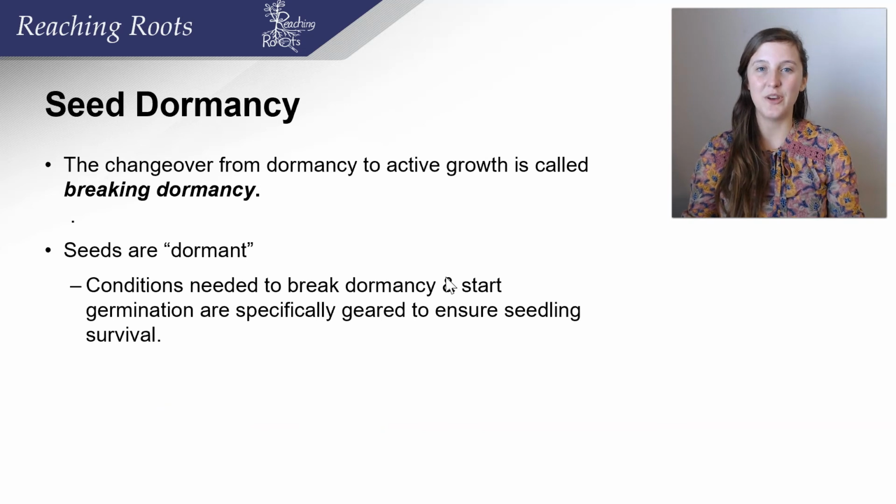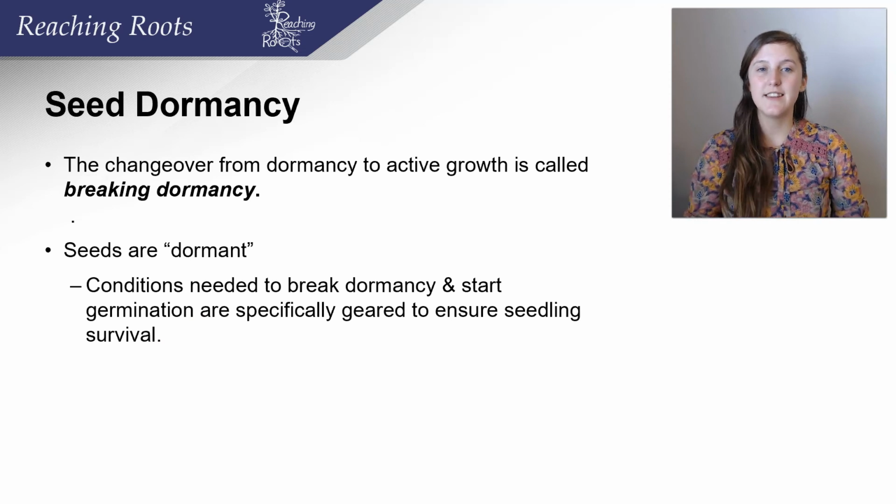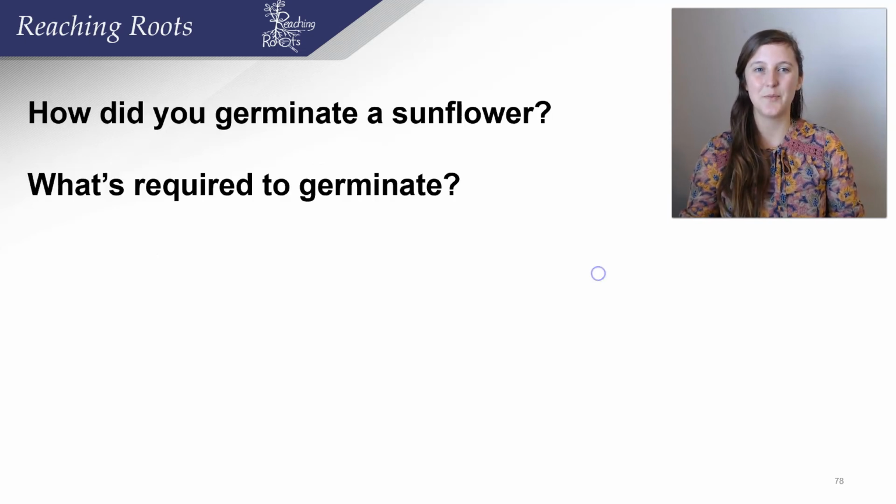Plants are also in dormancy when they are seeds. Seeds are dormant, and specific conditions are needed to break that dormancy and initiate germination. Seed dormancy allows seeds to be stored for many years and then be planted. This seed dormancy ensures seedling survival because the plant only wants to germinate if conditions are right for its growth, or else the seed would germinate and the plant would die.